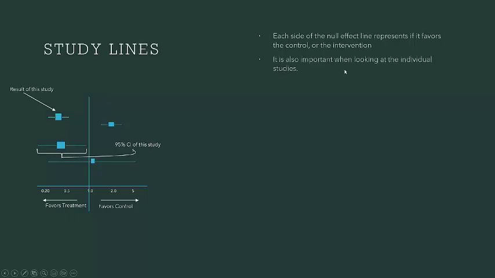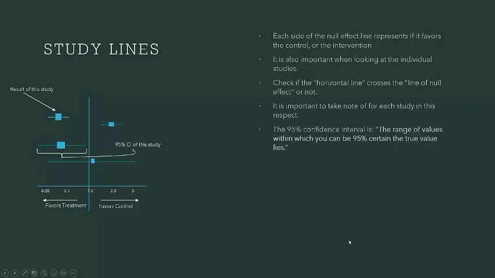It could be two different interventions as well. It is also important, when looking at the individual studies, to check if the horizontal line crosses the line of null effect or not. It is important to take note of this for each study. The 95% confidence interval is the range of values within which you can be 95% certain the true value lies.